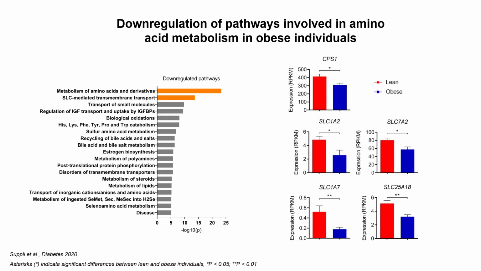We also looked at the specific transcription of genes and found a downregulation of several amino acid transporters. I'll point to SLC7A2 again, as shown by Daniel, Dean and Marie just earlier, and also CPS1, which was downregulated as in the rodent studies Marie just showed you. So, so far it fits really nicely.